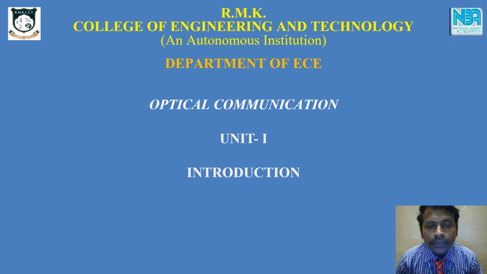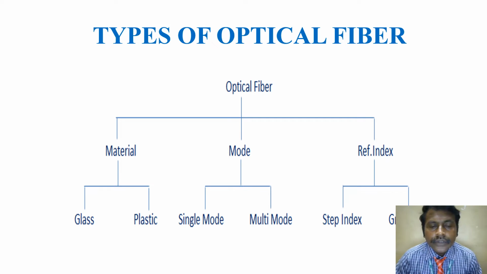So in this video lecture, I am going to talk about the introduction to optical fiber communication. In particular, I am going to discuss the types of optical fiber. The optical fiber is classified into different types based on the material, that means the raw material used for optical fiber communication: glass fiber and plastic fiber. In terms of modes of propagation, we have single mode fiber and multi-mode fiber. Then based on the refractive index, we have step index fiber and graded index fiber. We will see one by one.